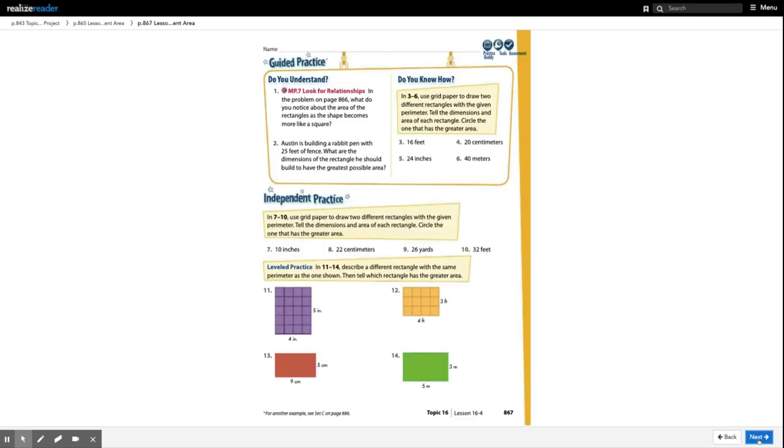So let's look at some guided practice questions. Number 1. In the problem on page 866, which is what we're about to go back and look at, what do you notice about the area of the rectangles as the shape becomes more like a square? Let's take a look.